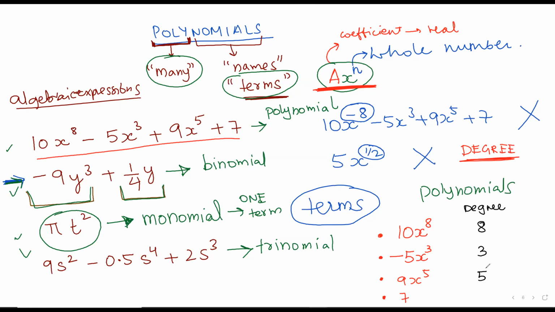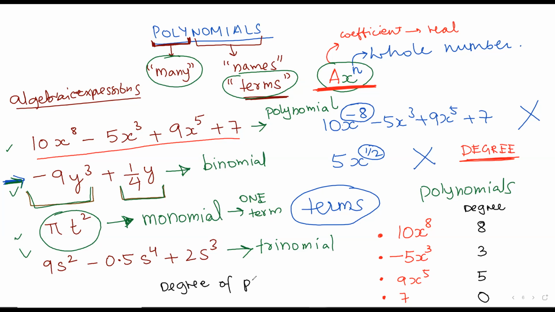Hamna, what is the degree of the last one? Ma'am, it's 1. Hamna, what is the degree of the last term? 0, ma'am. Yes, it is 0. Why? Because it is 7x to the power 0. Okay, Mridula?